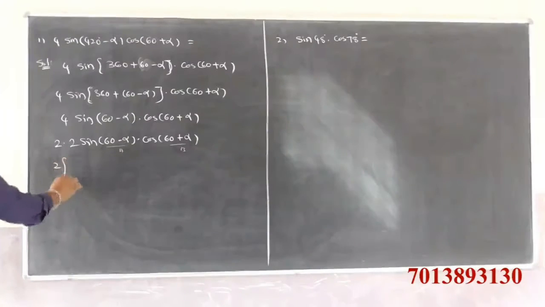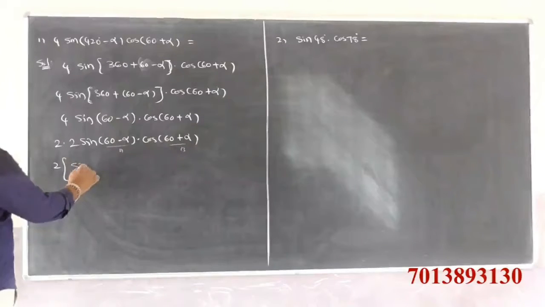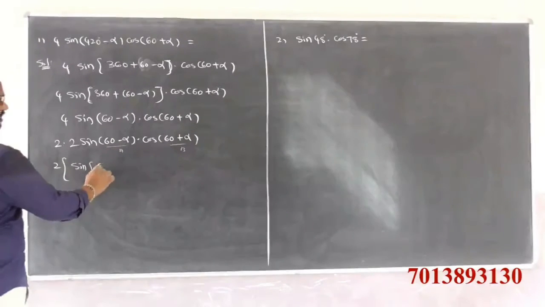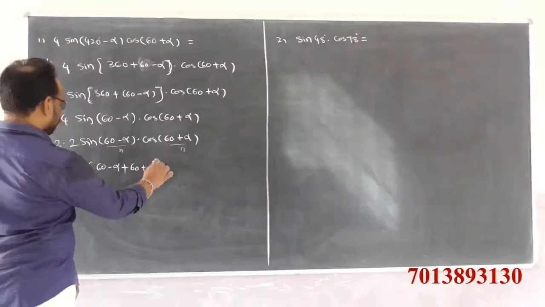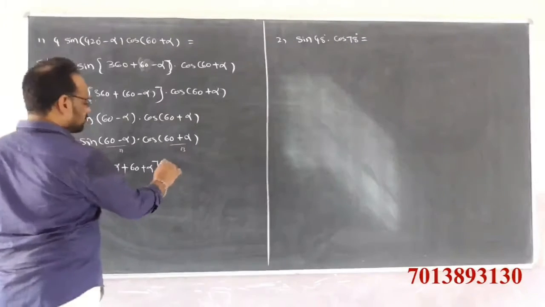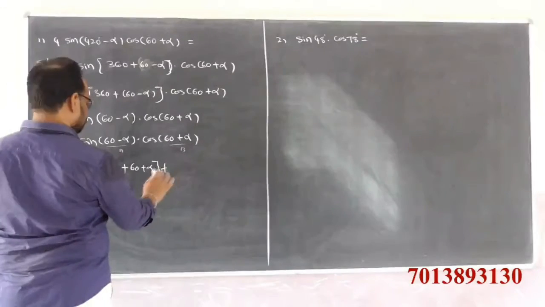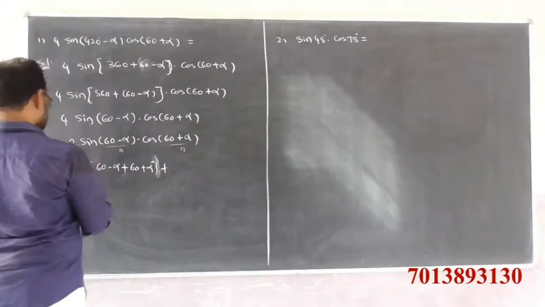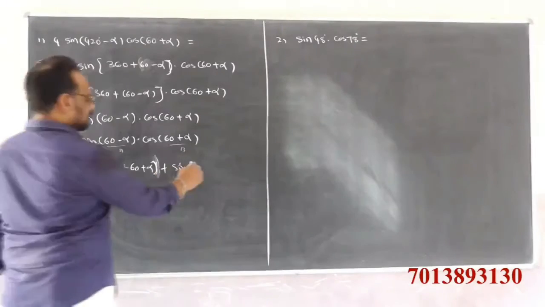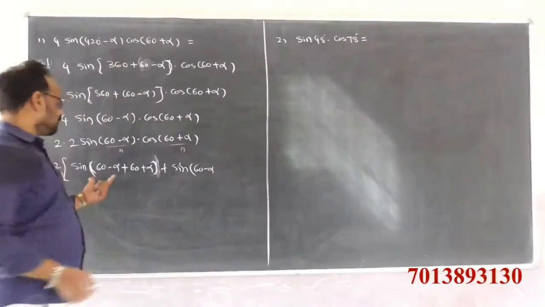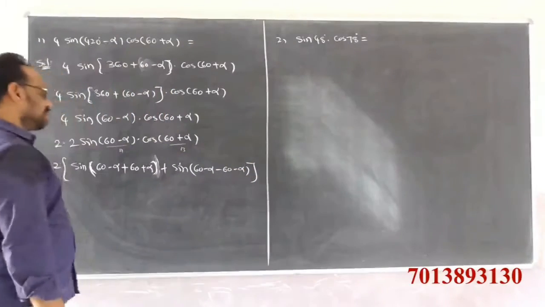So this can be written as 2 times of 2 sine A cos B. 2 sine A cos B is nothing but sine sum plus sine difference. The sine sum is A value here, how much? 60 minus alpha plus B value, 60 plus alpha. Sine sum plus sine difference, that is minus 60 minus alpha.